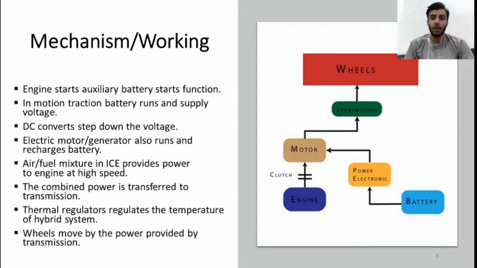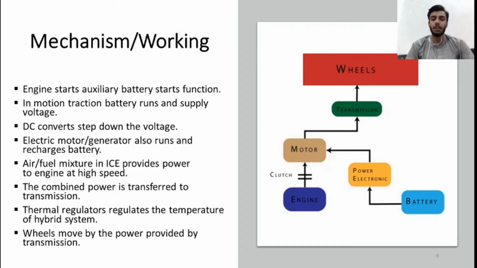A basic diagram of a hybrid system is shown on the right side of the screen, which explains the functionality and the working of a hybrid system. First of all, when the engine starts, the auxiliary battery begins functioning and provides the necessary power to other accessories of the car and helps in starting the engine. Furthermore, the traction battery begins working, which provides a high voltage to the power electronic circuits as displayed in the figure, and in the power electronic circuit there are DC converters which step down this voltage and provide it to other parts of the hybrid system for functionality.